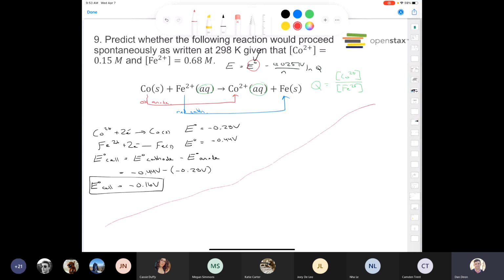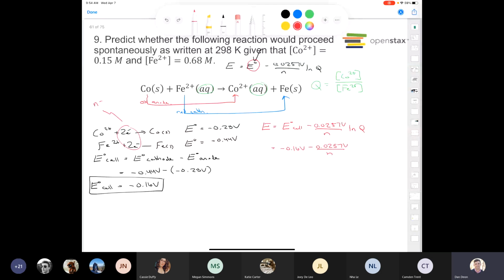So you're going to have to follow along with me here. I have E is going to be equal to E naught of my cell, subtract 0.0257 volts, divided by N times the ln of Q. I start plugging in some numbers. I get that my E is equal to negative 0.16 volts, subtract 0.0257 volts, divided by N. I'm transferring 2 electrons, so N is equal to 2.